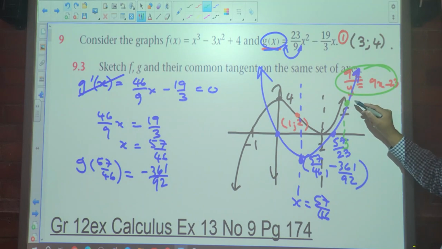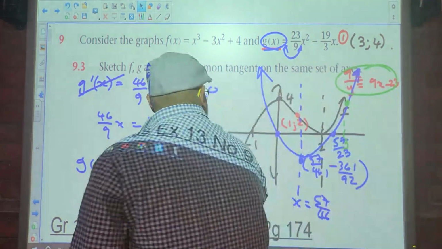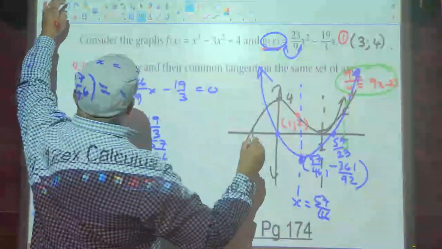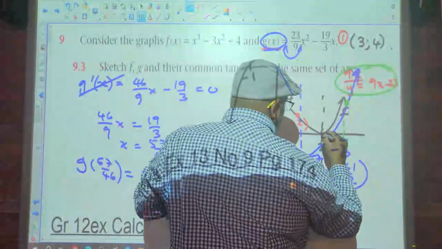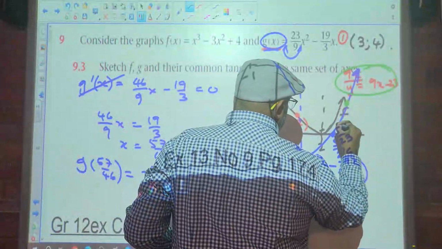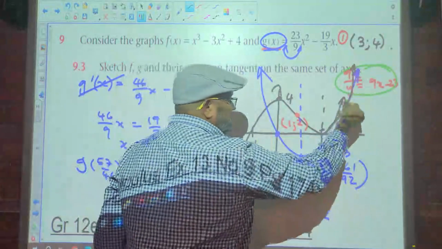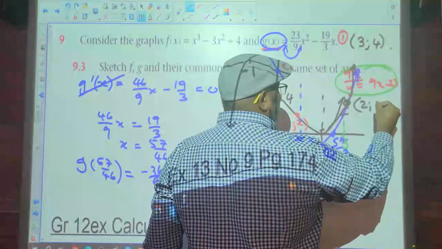Can you see that, people? So if I should have drawn this graph better, then this part would have intersected, not like that. It would have intersected something like this. So that's a 2-in-1 solution then. And that would be the point of 3 and 4.